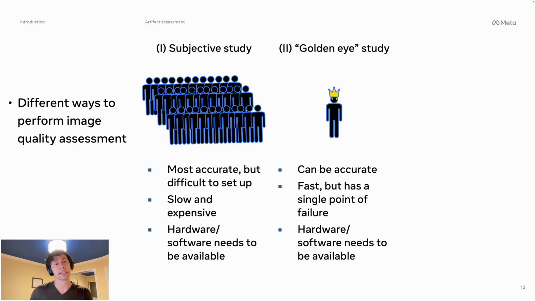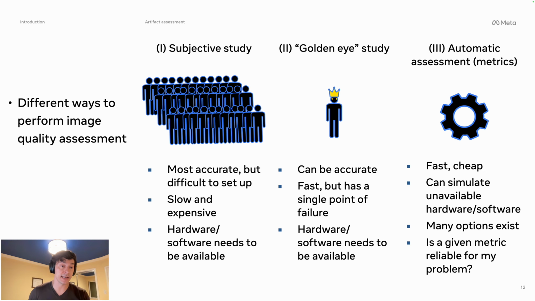Now, there's another version, which is a golden eye study. This is maybe a little bit less onerous, but could still be somewhat accurate. You bring a person who is a very experienced engineer or something like that, and they have lots of experience with this problem. Now, the good thing here is that it can be fast because you don't need to find so many people. You just bring one or a few people who are big experts in the field, but it does have this single point of failure and still has this problem of the hardware and the software being available. So it's a bit faster, but still somewhat onerous.